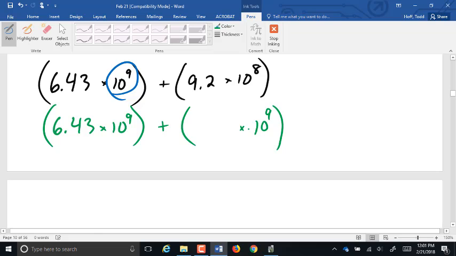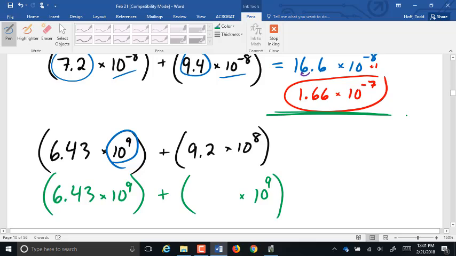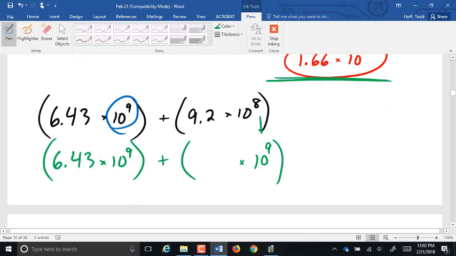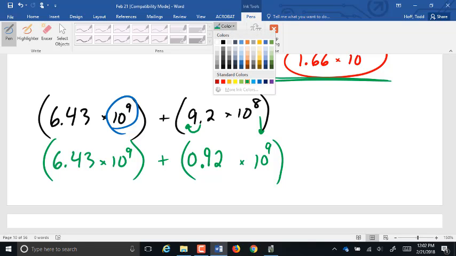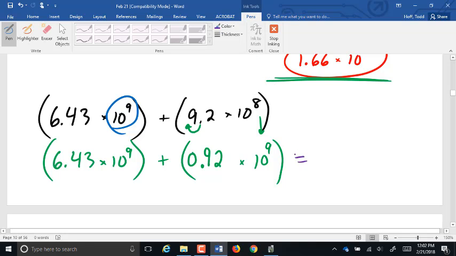Now, this is just going to be the opposite of what we did up here to our solutions. Now the power of 10 is getting larger, so the number over here has to get smaller. Power of 10 got larger by 1. This has to get smaller by 1 decimal place. 0.92 times 10 to the 9th. So now we can combine our counts. 6.43 plus 0.92, 7.35, and we keep that same name. So times 10 to the 9th.